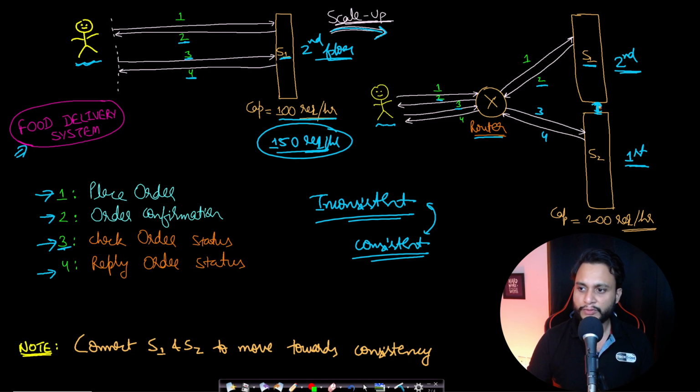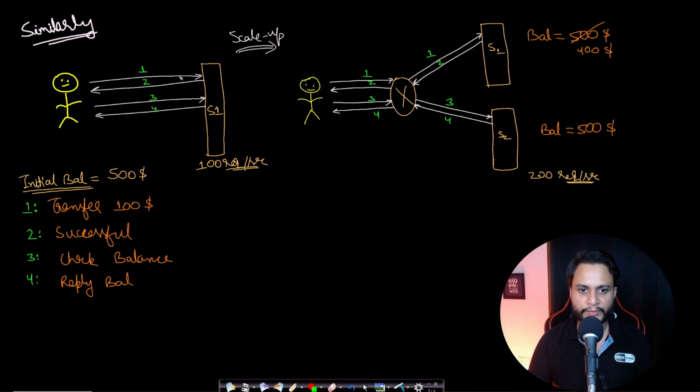So if S1 and S2 were sharing data, and you had placed an order on S1 and asked S2 what is my order status, then S2 will correctly reply with the order status. So this is the difference between inconsistent data and consistent data, right? Now let us understand how it works in our systems. Let's take an example of a banking system.